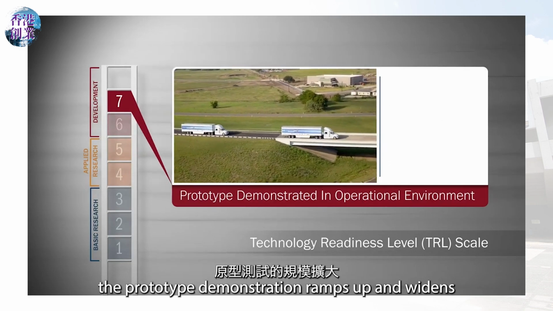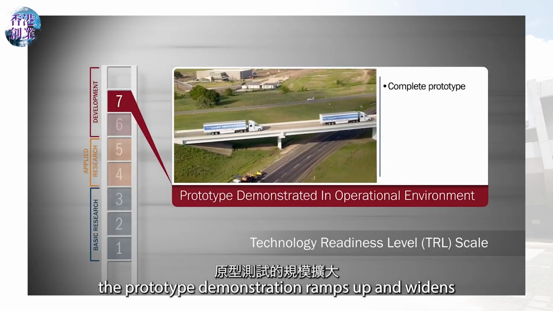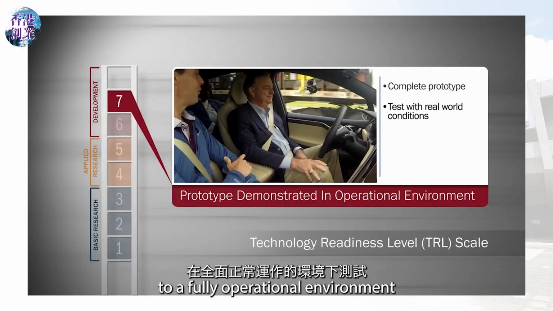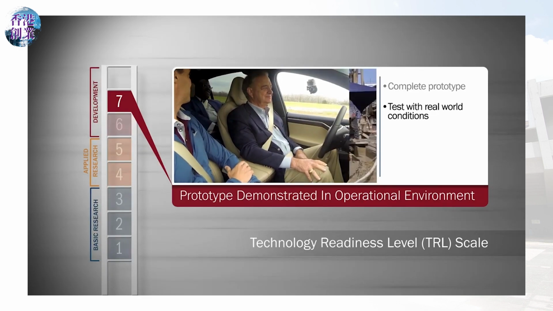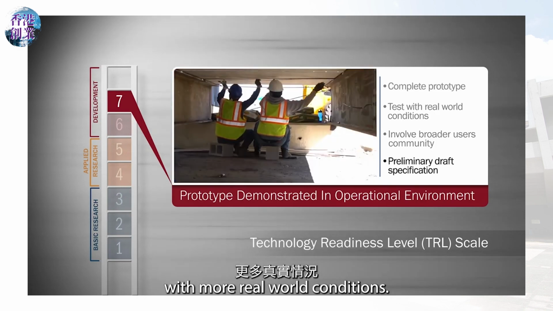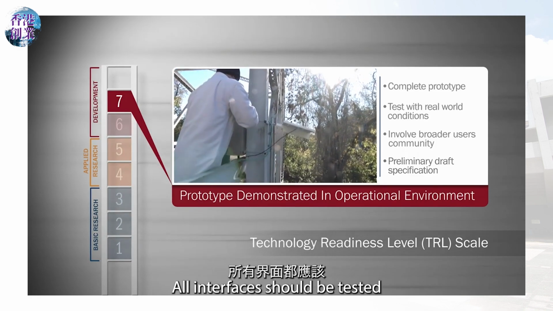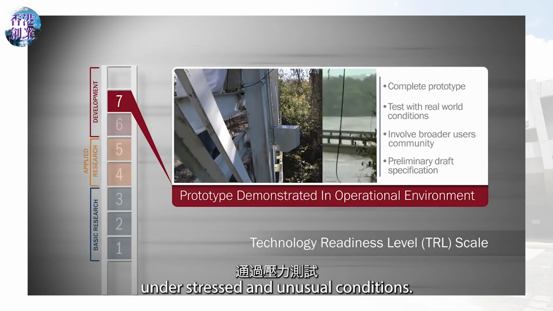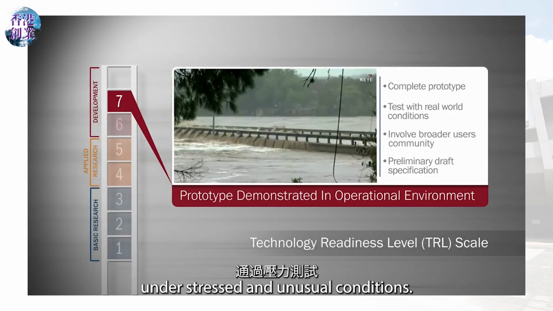At level 7, the prototype demonstration ramps up and widens to a fully operational environment. As the user community is consistently confronted with more real-world conditions, all interfaces should be tested under stressed and unusual conditions.